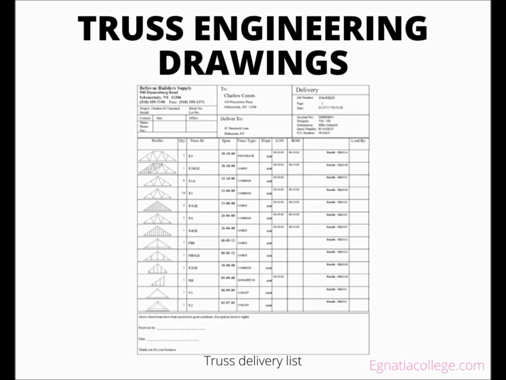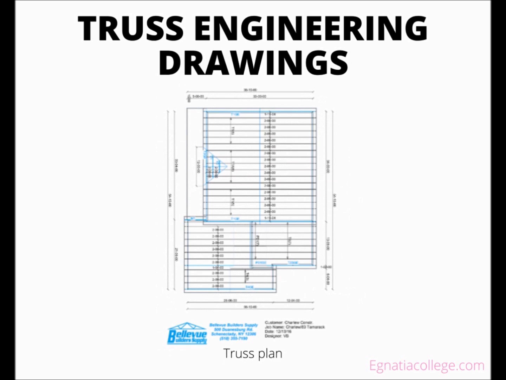LOH, left overhang, the amount of the top chord that must extend beyond the building wall. ROH, right overhang, the amount of the top chord that must extend beyond the building wall. The packet of engineering drawings usually includes a truss layout plan like the one shown in this figure. This plan shows the position of each truss on the building, with a label to indicate the truss ID.